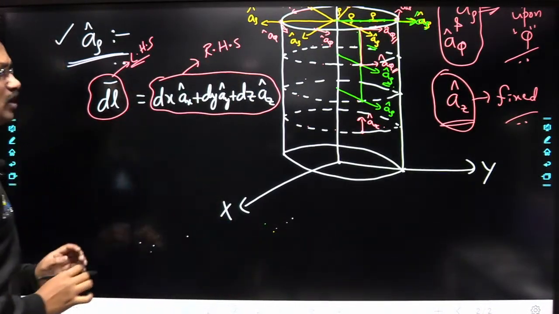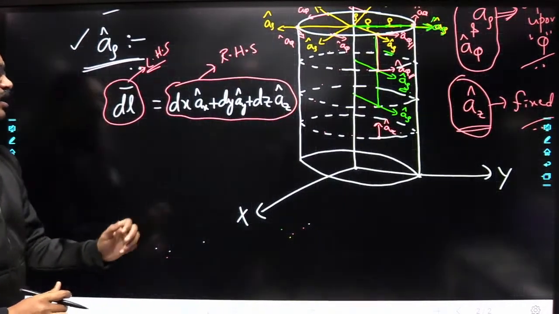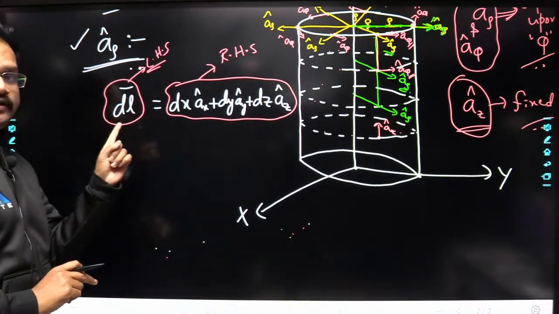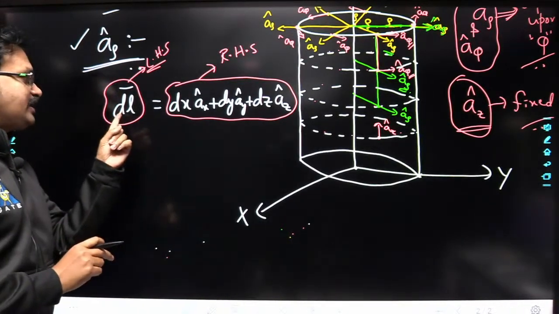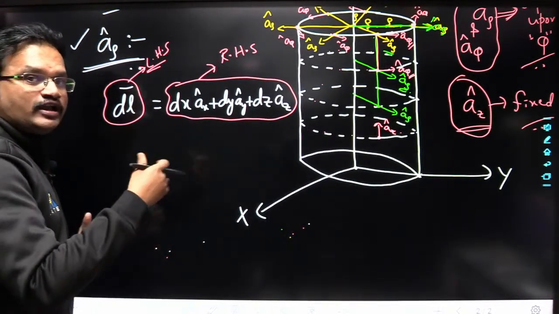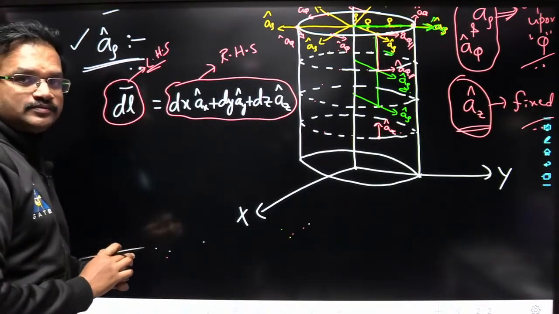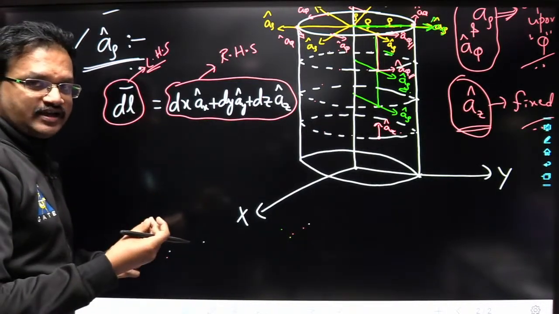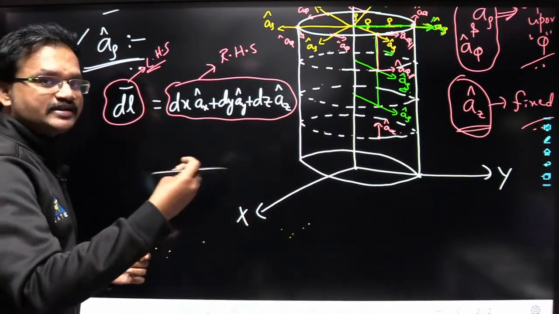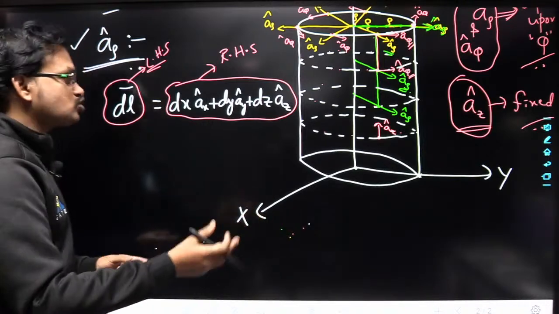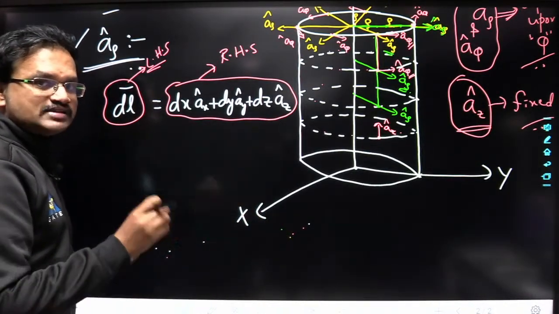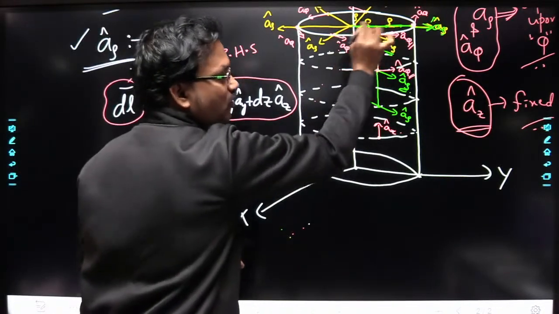Understood? Okay. So now tell me, what is the differential length dl bar you are going to get on the LHS side? By varying only rho, keeping phi and z constant, you are varying only rho. So what is the differential length you are going to get by varying only rho? Tell me. That is nothing but what?